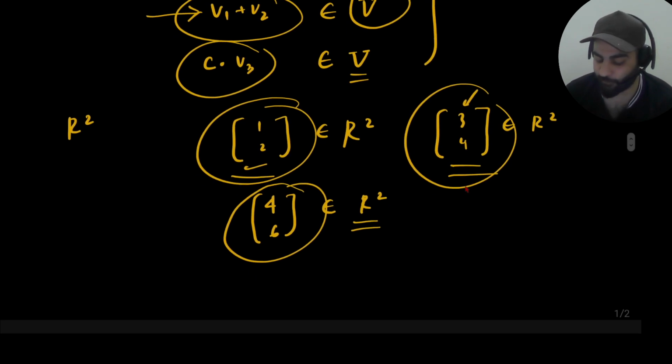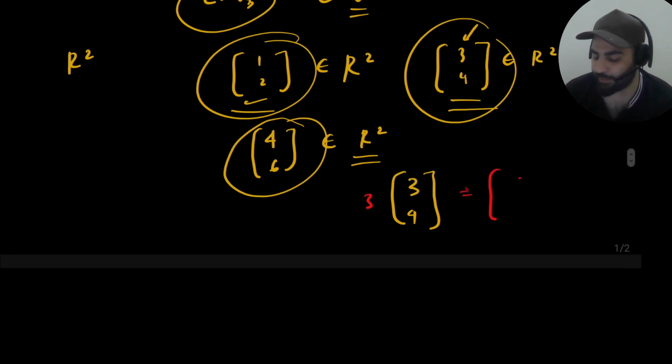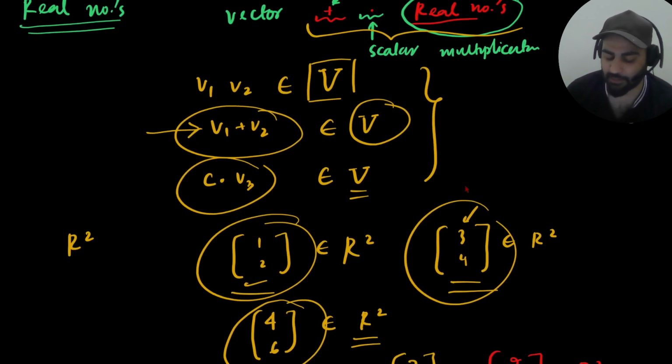The other thing is, if you multiply any vector by a scalar, let's take (3, 4). This is a vector belonging to R2. If you multiply it by a scalar, let's suppose the number 3, this is equal to (9, 12). So this also belongs to R2. Now these have some properties. These are the two crucial properties.